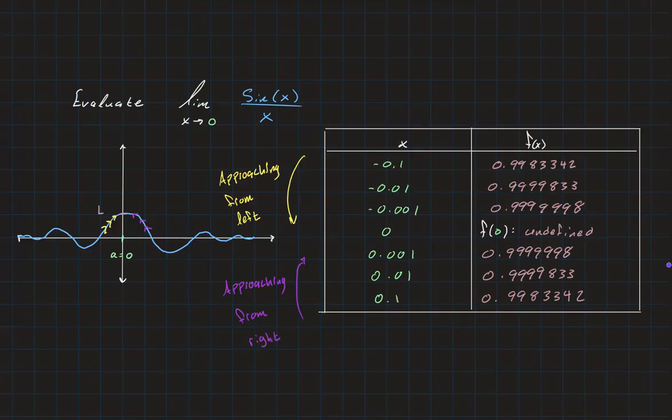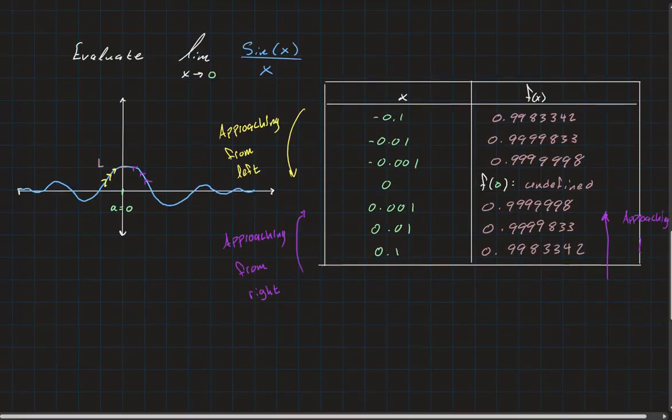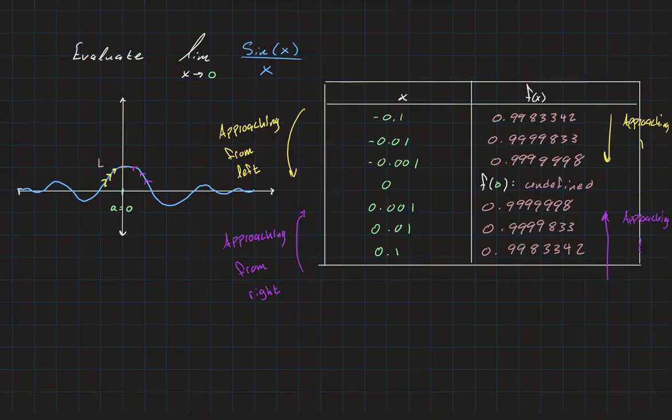And if we look at the outputs of our function, all we need really is some technology to evaluate the function at these values. If we look at the outputs of the function on this side of the table, we can see a clear trend. If we look at the outputs on this side of the table, we can see the same trend. So all these values as we approach 0, even though 0 is undefined, we cannot define our function at 0. All of these values seem to be approaching 1. We're getting closer and closer and closer to 1 the closer we get to our value 0.